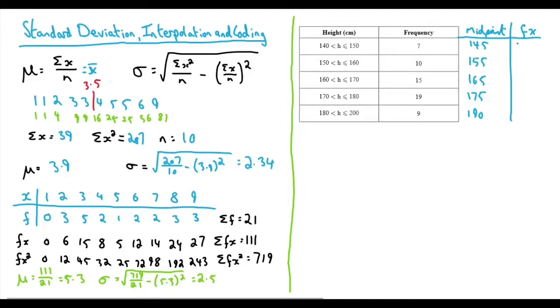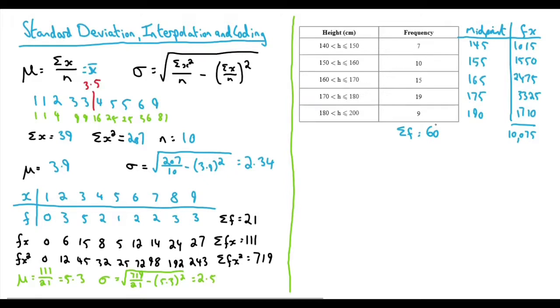In this case, that should get you, respectively, 1,015, 1,550, 2,475, 3,325, and 1,710, which, if you add these up, get you 10,075. And if we were to also just add up our frequency here, the sum of the frequency should equal 60.